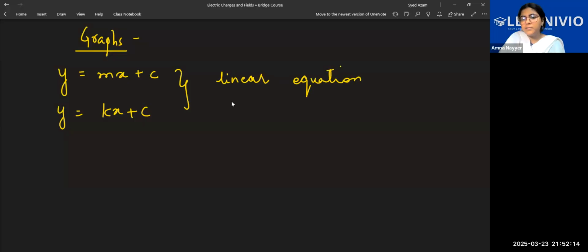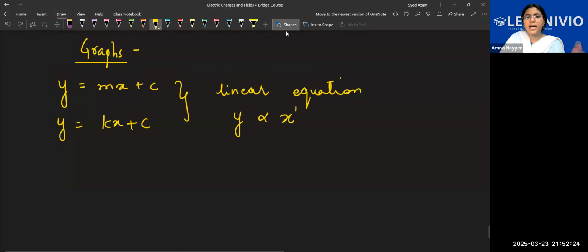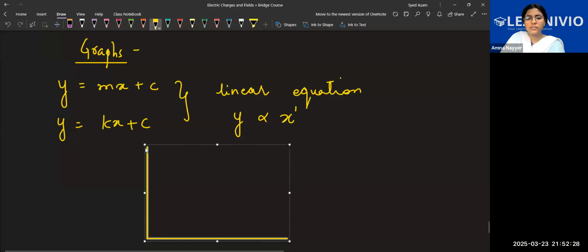Linear equation means y is directly proportional to x to the power 1. You can see x has the power 1. So in such cases, the graph that you obtain becomes like this. It becomes a completely straight line. So you get a straight line graph.